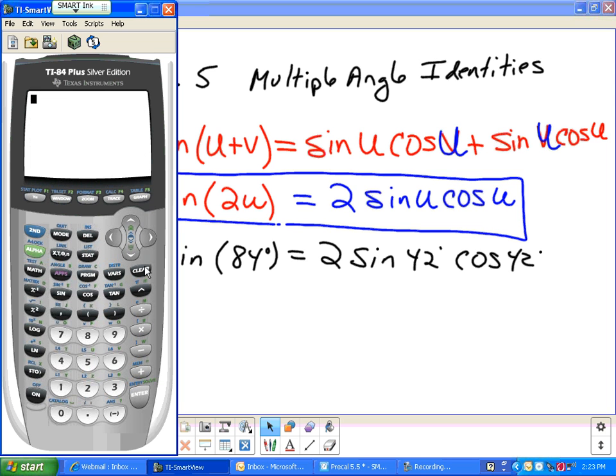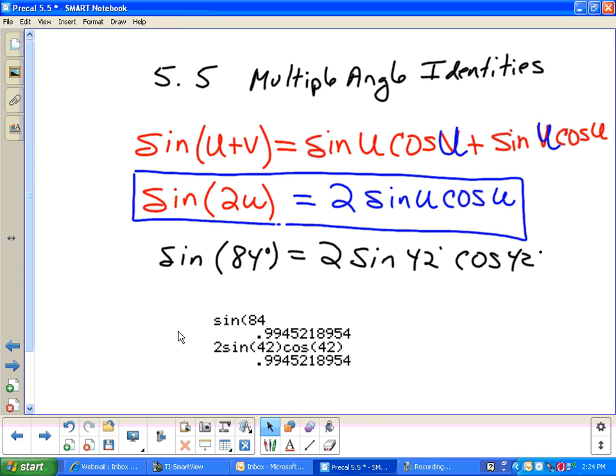So pull out the calculator, clear everything off. First, let's just check what the sine of 84 is. Wow, it's a big number. It's almost 1, and that kind of makes sense because sine of 90 degrees is 1. It's like you're near the top of the Ferris wheel. You're pretty much at the top. Now, what is 2 sine 42 cosine 42 equal? Oops, let's try the right number, 42. Same thing. It works.